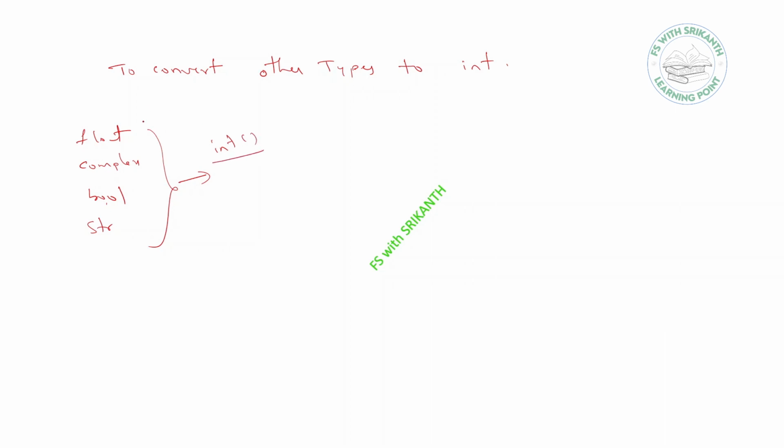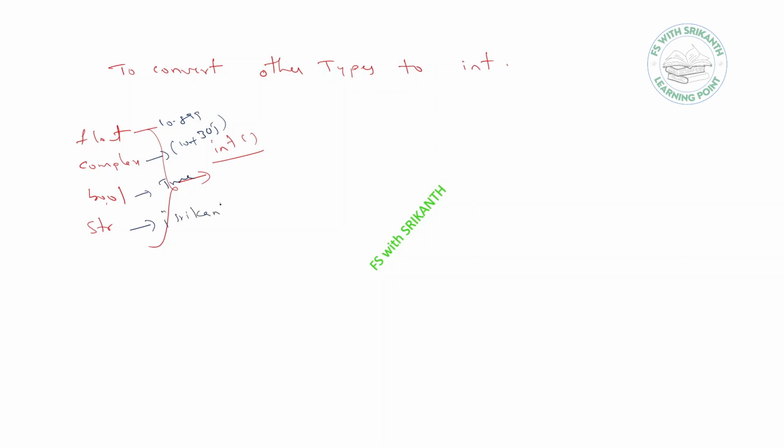Suppose we want to convert other types to integer. Other types in the sense of float, complex number, bool, and string. So we are going to convert all these types to integer type. How can it be possible? With the help of the int method. Suppose your float value is 10.899, a complex value is 10 plus 30j, a boolean is true, and a string is Srikanth.